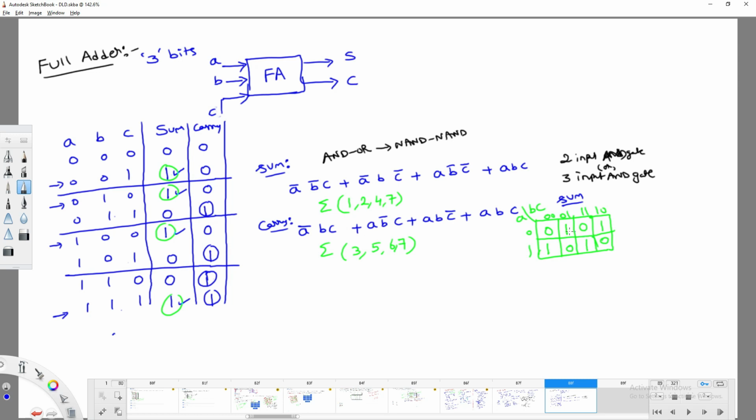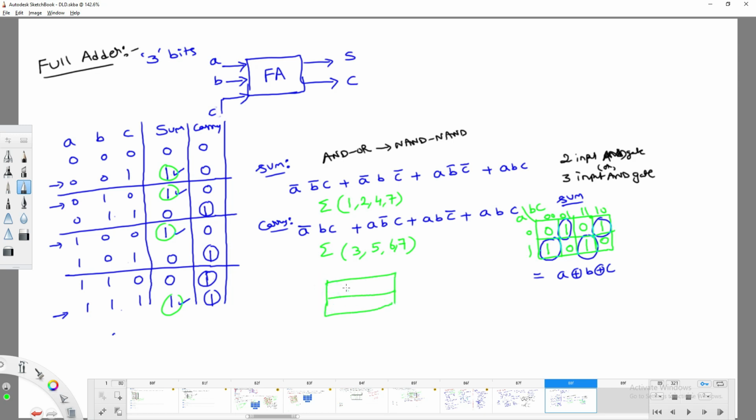How are we going to solve this one? Is there any chance to form subcubes of size 2? It is not possible because none are adjacent, so you have to take out everything individually. If you simplify it, I can say it is A XOR B XOR C. Okay, fine.